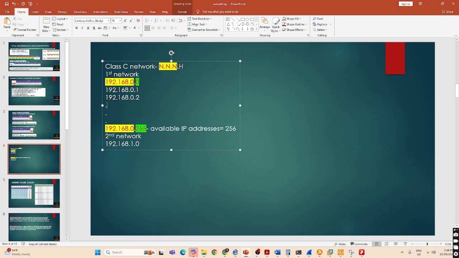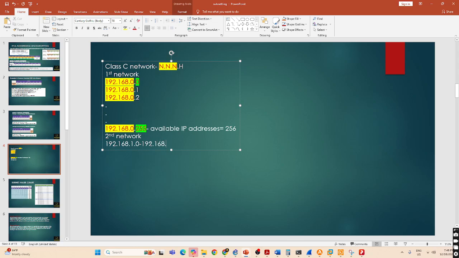This is a class C network. In a class C network, you have 24 network bits. These are the network bits, all of them fixed. You cannot change them. Only the host bits will vary, from 0 to 255. In total, how many available IP addresses are there? 256. Again, tell me the range of the second network.